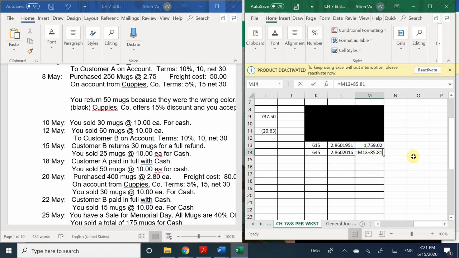Okay, I'm gonna double check that. Okay. Plus. So 1795. 1759, not 95. Okay. 1759.02 plus 85.81 is 1844.83. Perfect. Okay, and I drag the formula down, and I should get this number here.